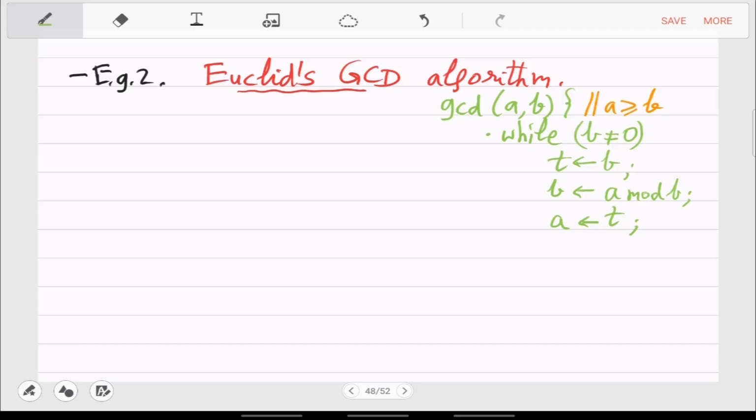And this continues, this is a while loop, and in the end you just return what? What is the answer? Yeah, so B will become 0, so GCD will then be the current A. So this is almost the first algorithm that was designed several millennia ago, and it is extremely fast.